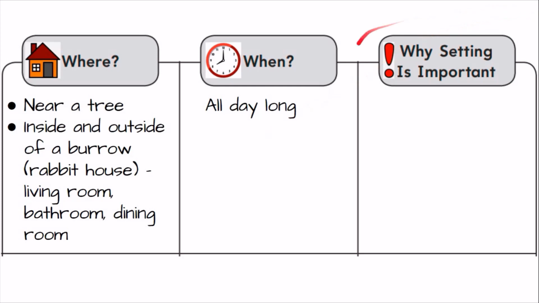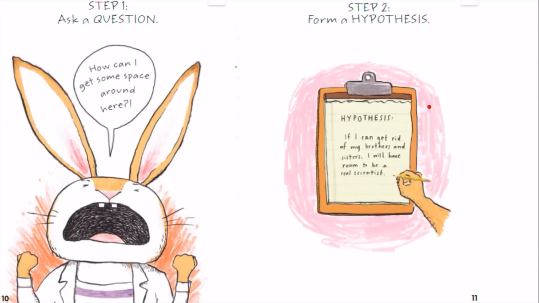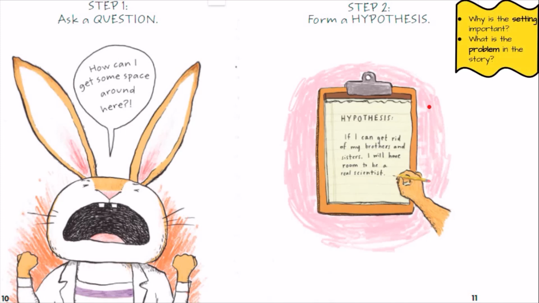And now the last part is, why is the setting important? So let's take a look at this page, and I'm going to think to myself, what is the problem in the story? And this will help me figure out why the setting is important. Here is Charlotte, and she looks like she's screaming in frustration. How can I get some space around here? If I can get rid of my brothers and sisters, I will have room to be a real scientist.